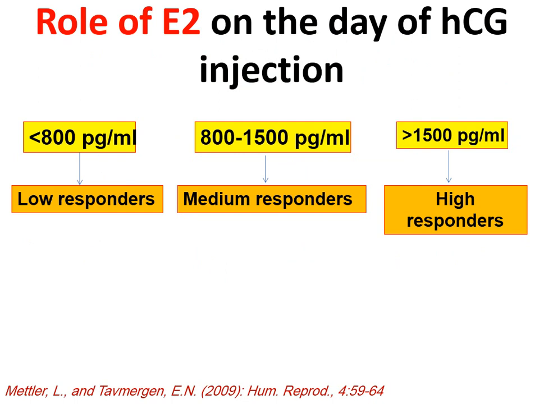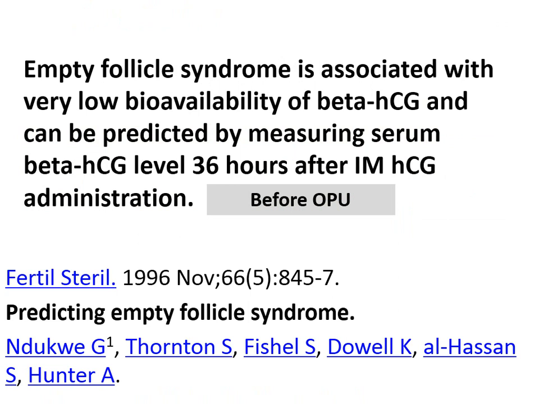Also, at the day of HCG injection, if the level of estradiol is less than 800 picogram per milli, this means that the patient is a low responder. If it is between 800 and 1500, this means that she is an average responder. If it is more than 1500 picogram per milli, this means that she is a high responder. So estradiol is also an indirect indicator of the possibility of empty follicle syndrome.